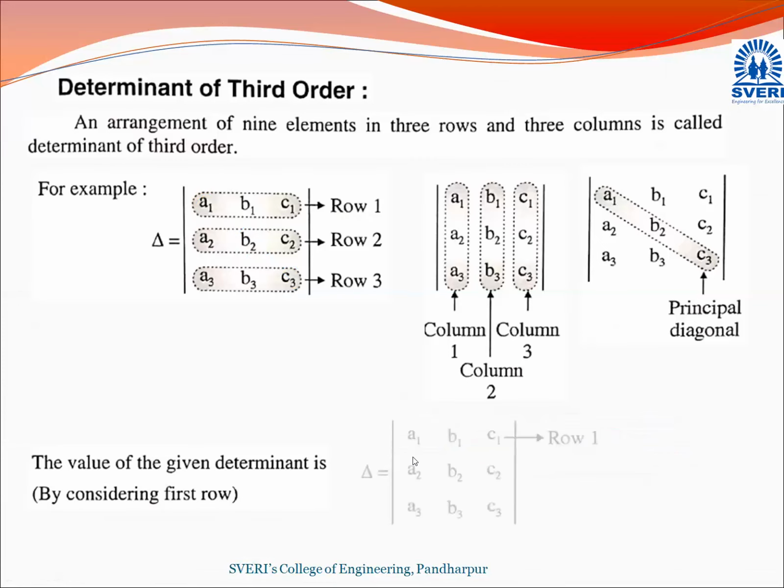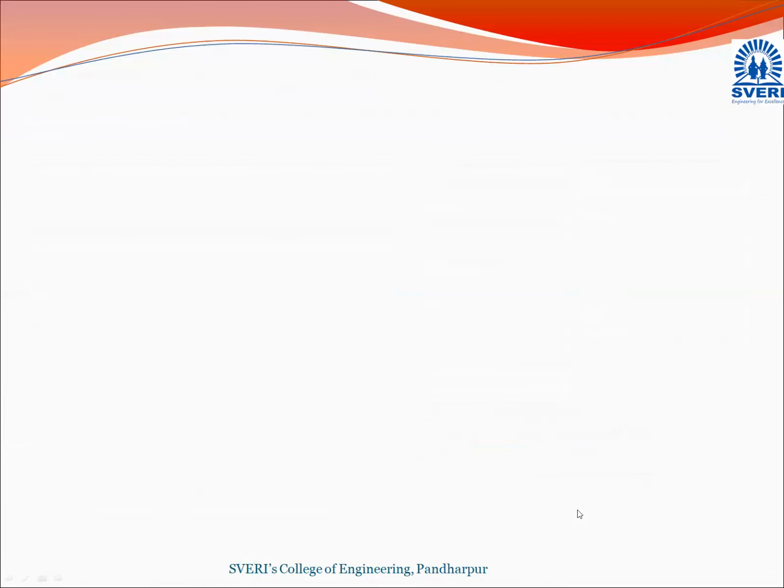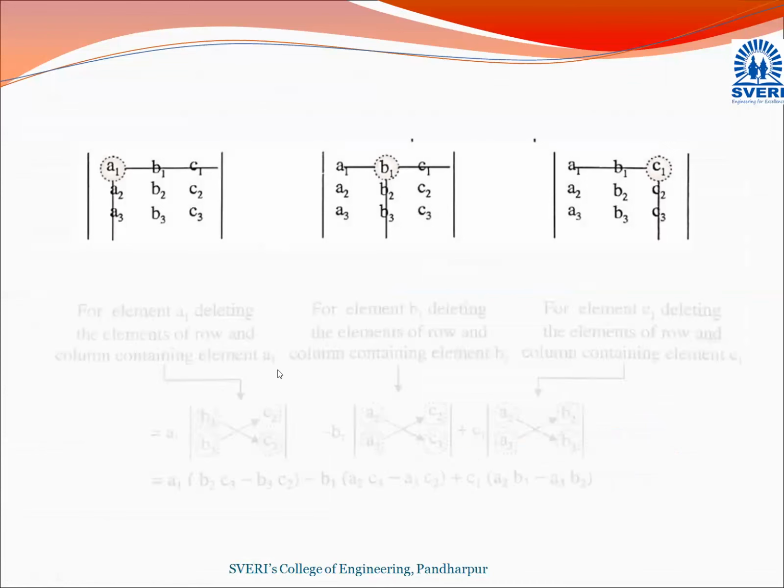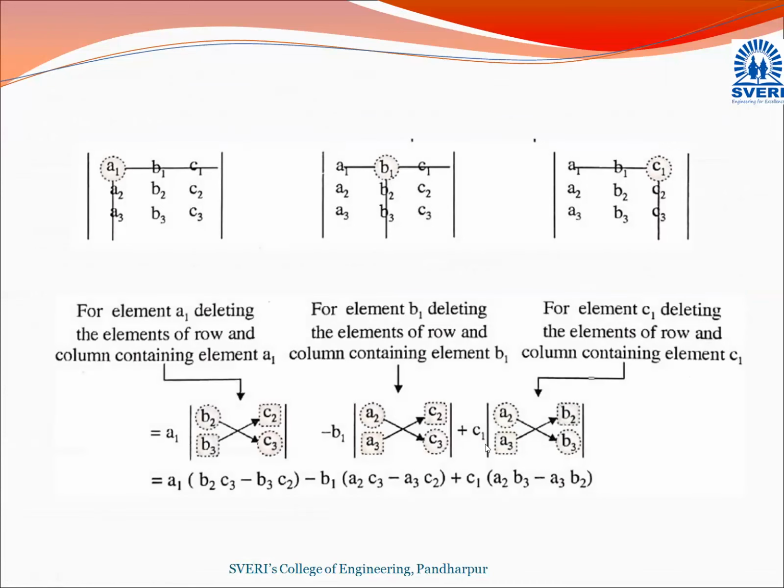Then further, we are taking that determinant. How have we taken that? A1 in bracket (B2 C3 minus B3 C2), minus B1 into (A2 C3 minus A3 C2), plus C1 into (A2 B3 minus A3 B2).